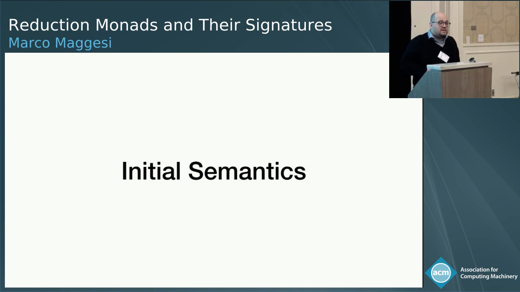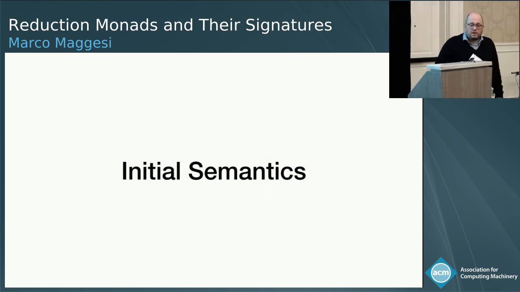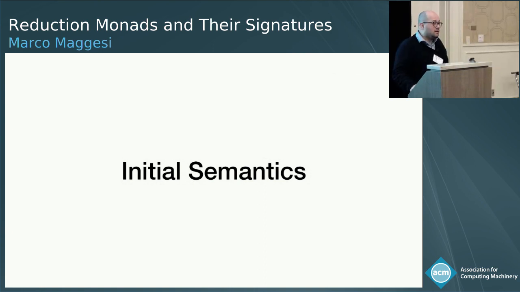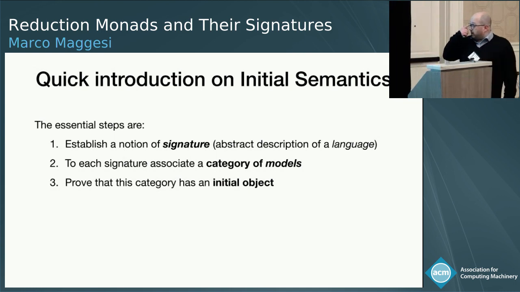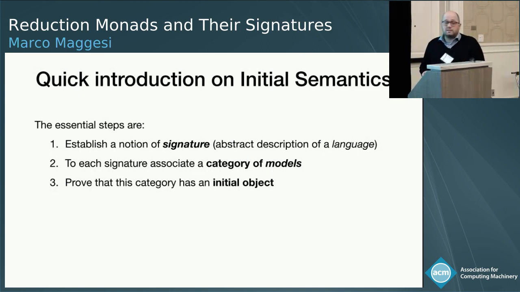So let's start with the ingredients of our work. There are basically two main technical ingredients. One is initial semantics. I know that most of you know what initial semantics is, but let me fix some ideas and terminology. So I would say that there are three basic steps for initial semantics. The first step is to establish a signature, which is an abstract description of your language.